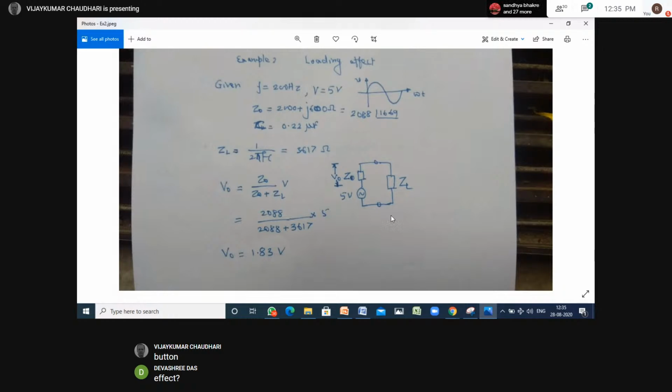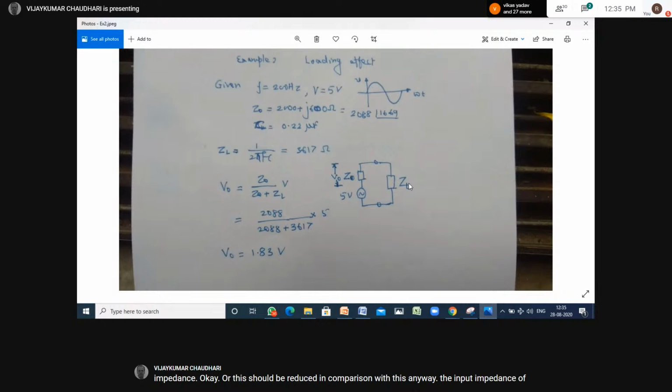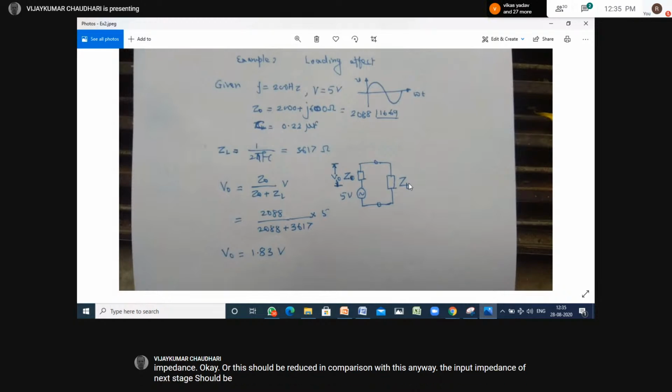That's what I said, no? Either ZL should be increased far greater than ZI, this is the output impedance, or this should be reduced in comparison with this. Anyway, the input impedance of the next stage should be so high that the output impedance of the earlier stage should be negligible in comparison with that.